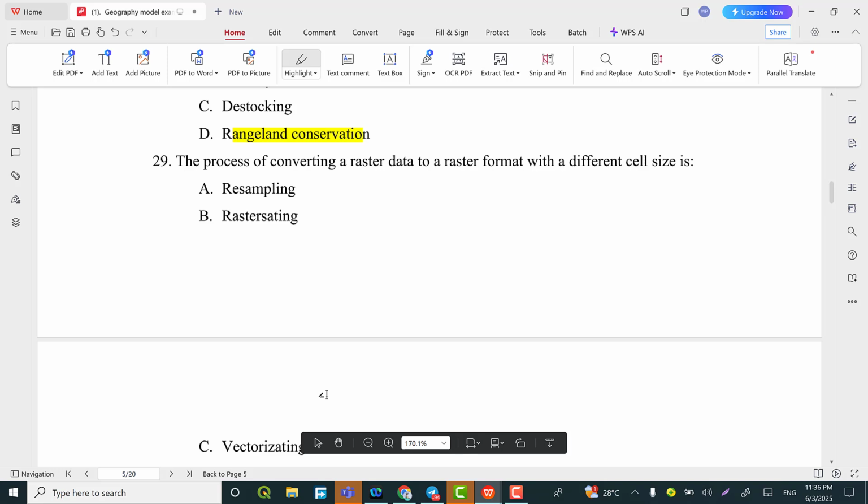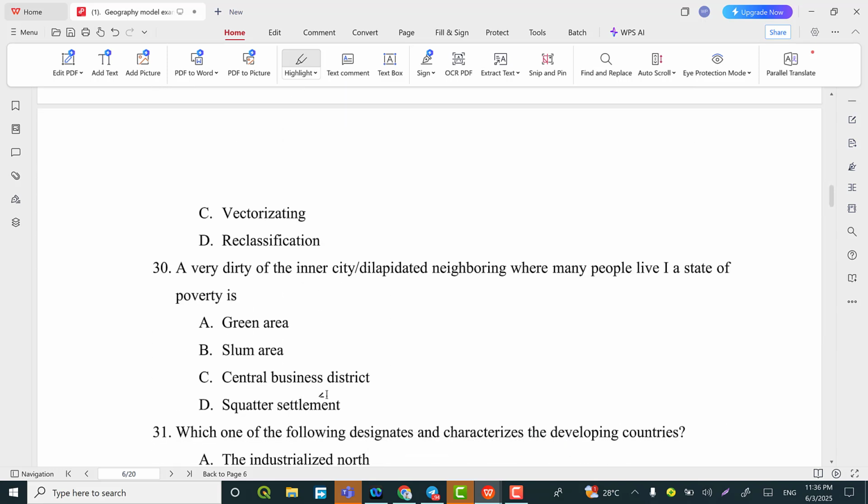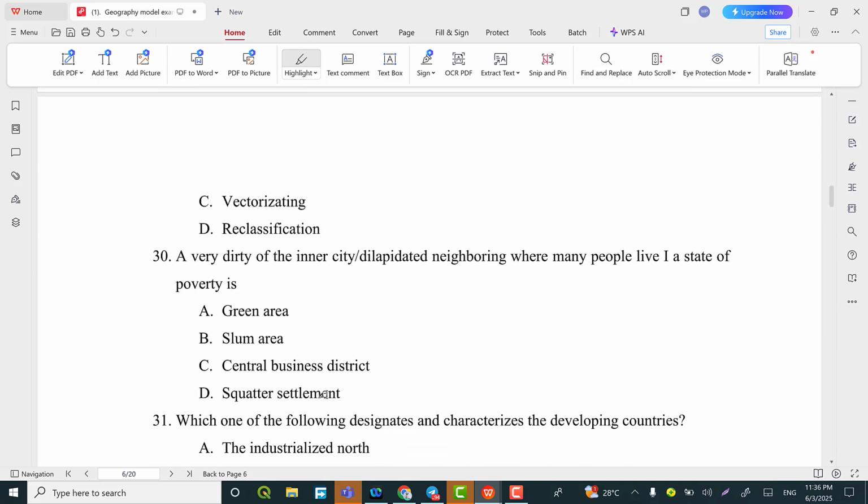Final question for this part is: a very dirty part of the inner city, a dilapidated neighborhood where many people live in a state of poverty. Is it a green area? No. Slum area? Central business district? The squatter settlement? The answer for question number 30 is slum.